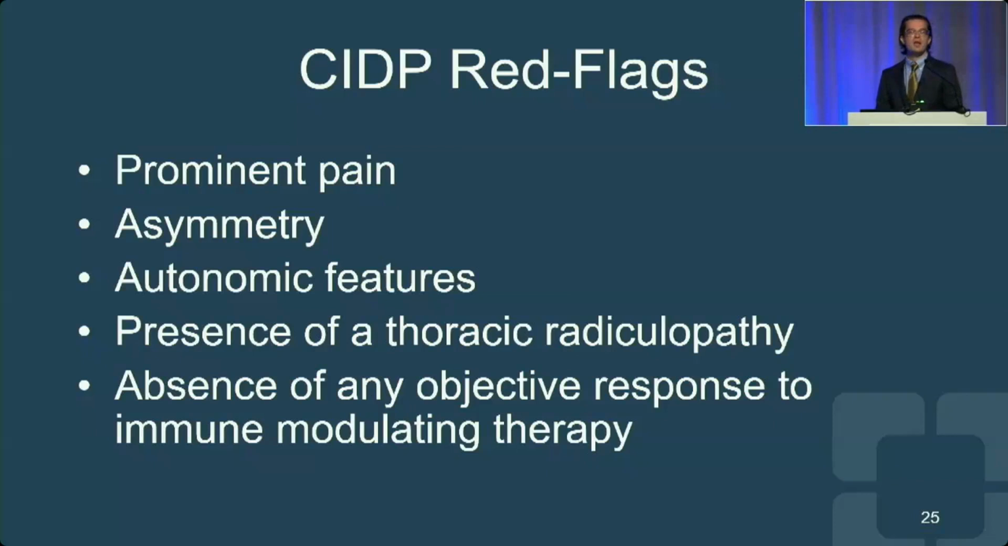CIDP rarely has any overt clinical autonomic symptoms. So this patient having some changes in bowel and bladder, and early satiety, is very unusual for CIDP. Also there's the involvement of maybe a thoracic nerve root. I think that T10 dermatomal numbness could be a thoracic radiculopathy. That's pretty unusual for CIDP. And also she hasn't really responded to the typical treatments that we use. So there are a lot of red flags that that's not the diagnosis.